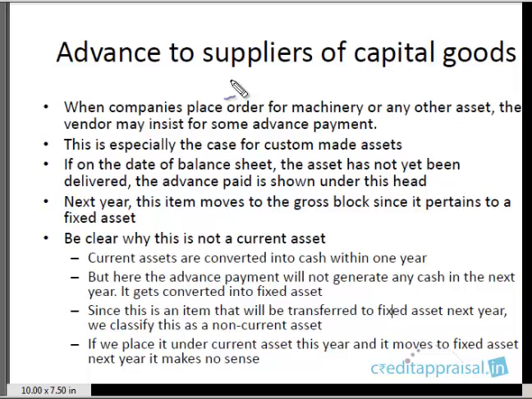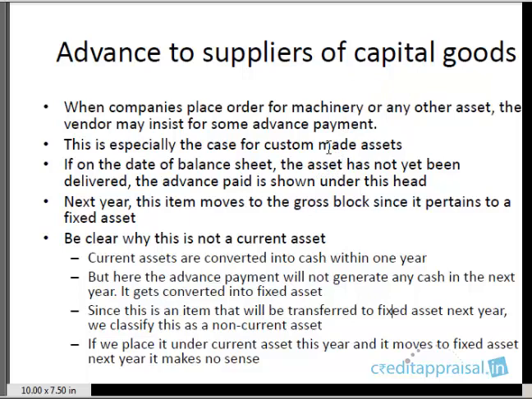So we'll look at another non-current asset. The first non-current asset item which we discussed is the investments in subsidiaries or group companies. One more non-current asset would be advance to supplier of capital goods. So this is also a non-current asset. Whenever you see an item called advance to supplier of capital goods in the balance sheet, you have to classify it as a non-current asset in the CMA data.